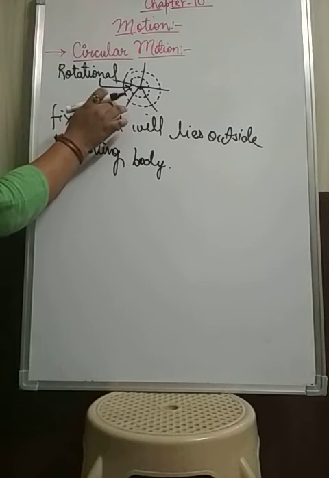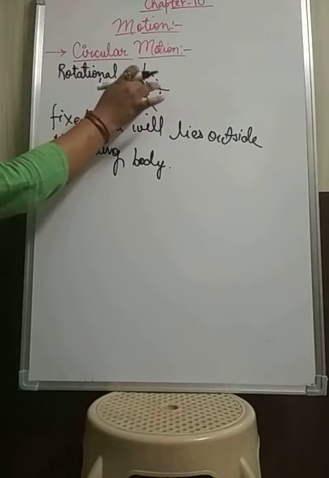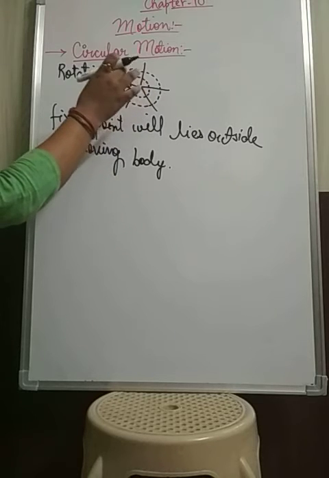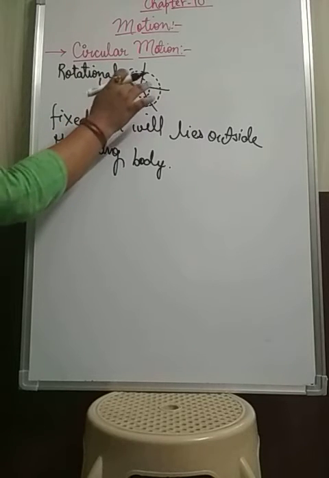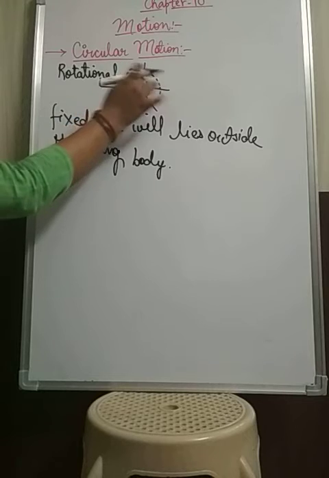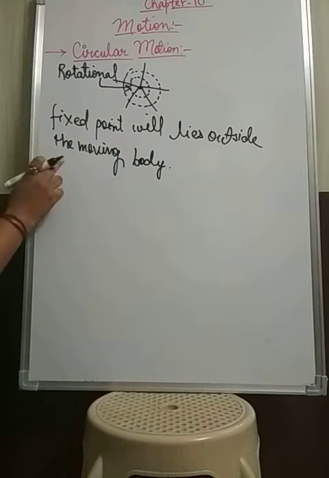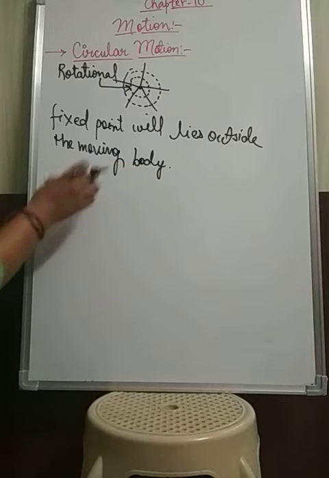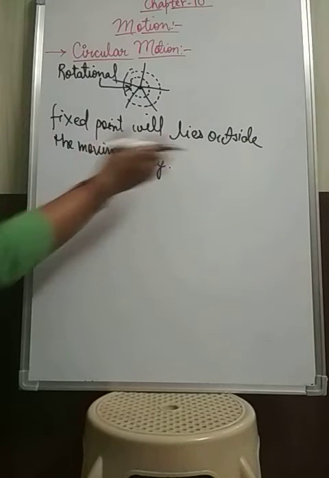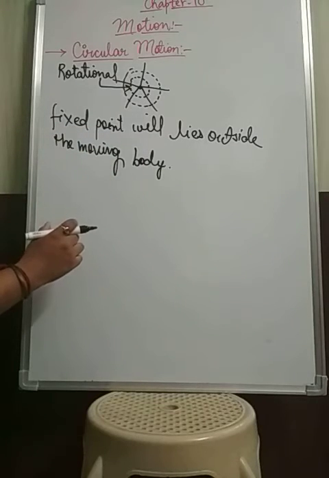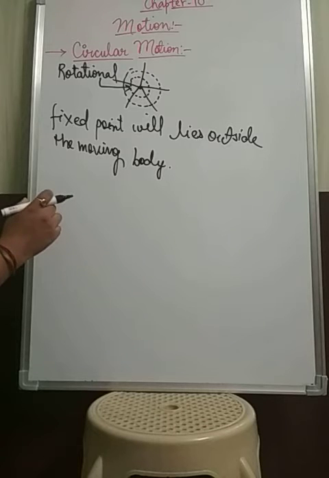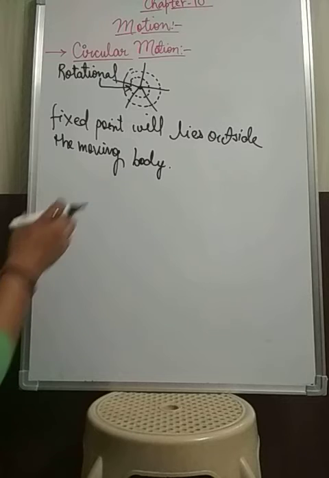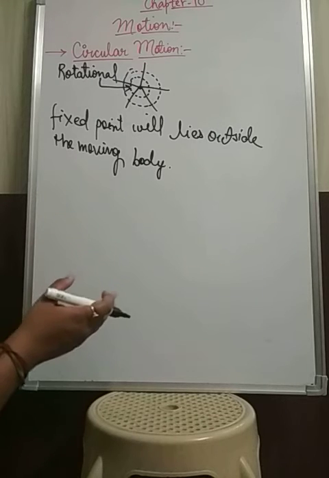In the rotational motion, the moving body will remain fixed to a particular point, and the different parts of the body will move through different distances from the fixed point. But in the circular motion, the position of the whole body will change and the fixed point lies outside the moving body. There will be continuous change in the position of the moving body with time.